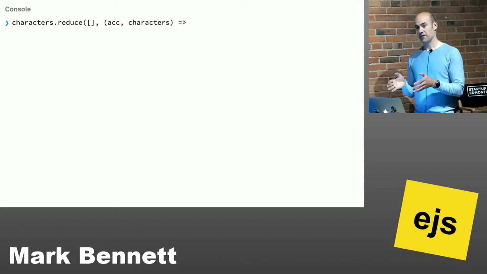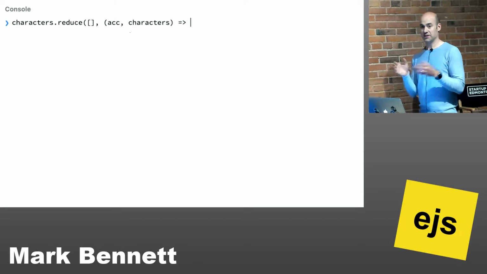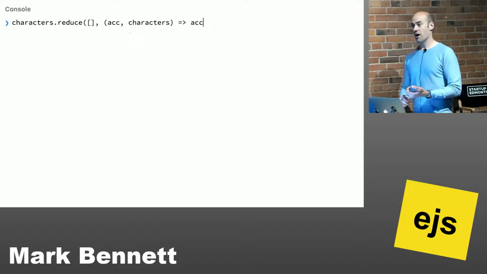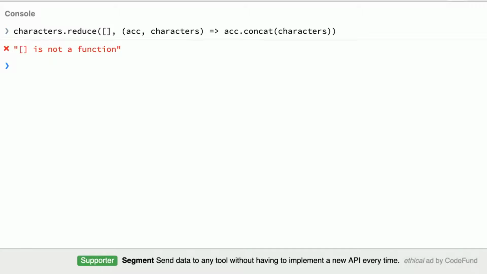And what you do with your function is you take that accumulator, which will be the set of values that have been calculated so far. You can either make a new value to replace it, or you can add to it, which is what we're going to do here. So we're going to concat the characters to that. And if I've done this properly, it will return all the characters flat mapped.